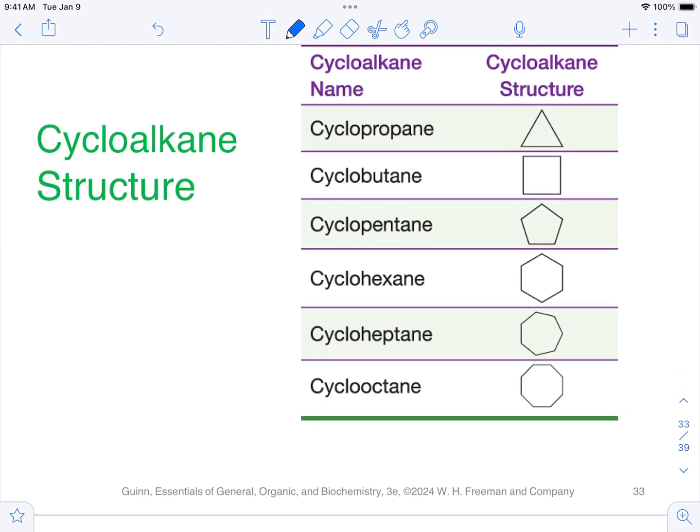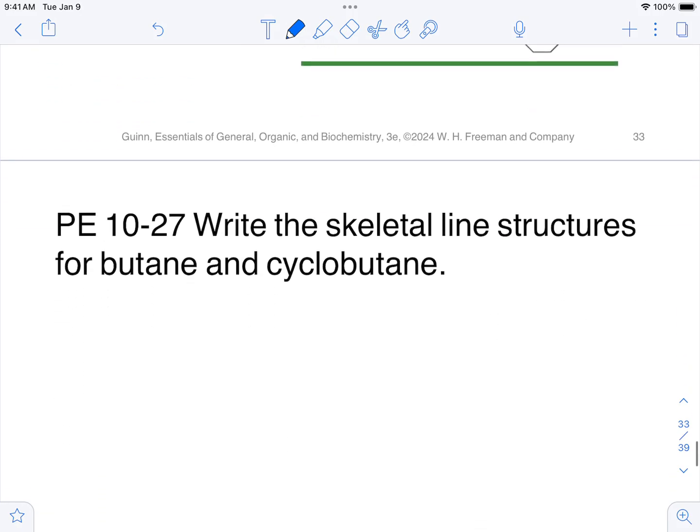Each point, again, is a carbon. 3 carbons, 4 carbons, etc.